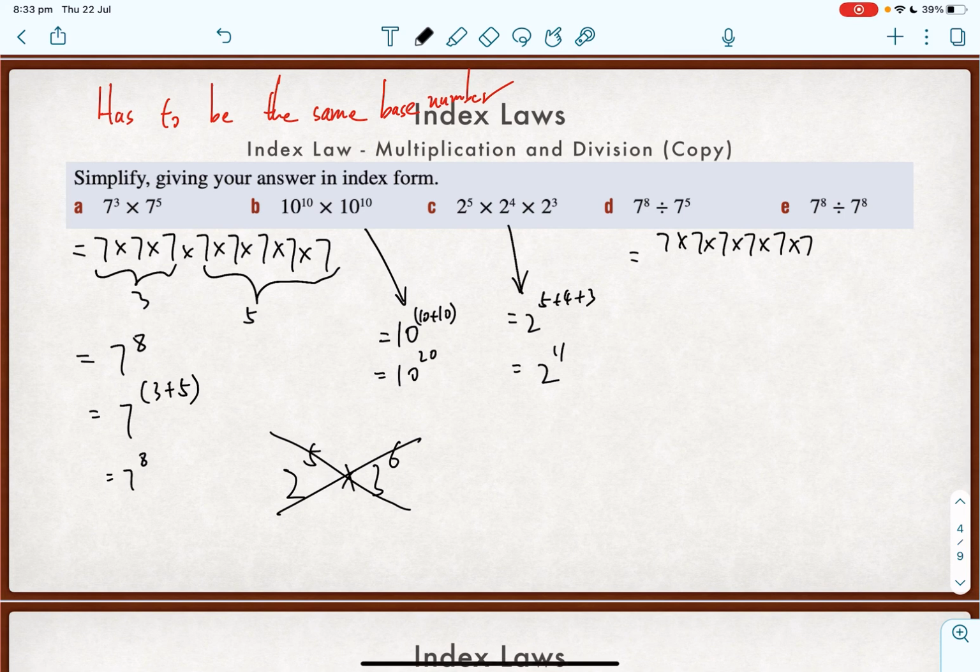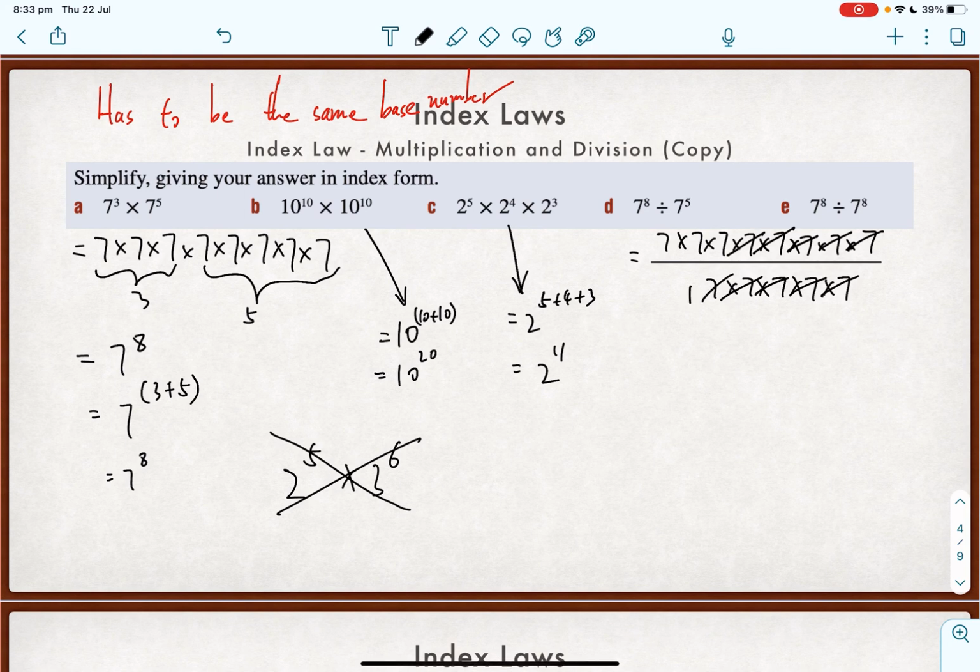1, 2, 3, 4, 5, 6, 7, 8. And then on the bottom, you got 7 times 7 times 7 times 7 times 7, so 5 of them. Now, because for a fraction, you can times and divide by the same number, top and bottom, and the fractions stay the same. So that means if you divide by 7, divide by 7 again, divide by 7 again, divide by 7 again, and divide by 7 again, so you have 1 left.